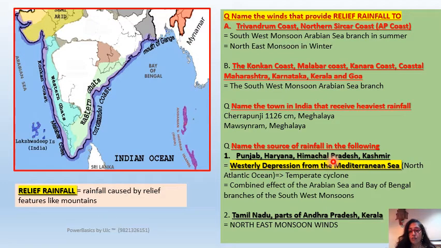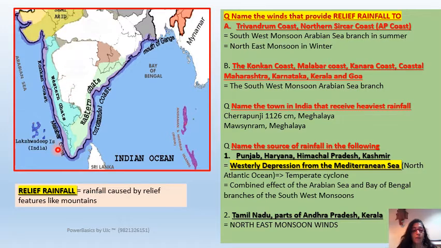Punjab, Haryana, Himachal Pradesh, Kashmir. So the upper part of northern India. The westerly depression from the Mediterranean Sea, North Atlantic Ocean, causes temperate cyclones. We read this in the previous part. The combined effect of the Arabian Sea and the Bay of Bengal branches of the southwest monsoons. These things cause rain in Punjab, Haryana, Himachal Pradesh and Kashmir. The southwest monsoon Arabian Sea branch blows up there. The Bay of Bengal branch goes like this, and the depression over the Mediterranean Sea, very important. It's called a westerly depression of the Mediterranean Sea, causes temperate cyclones to come to this area.